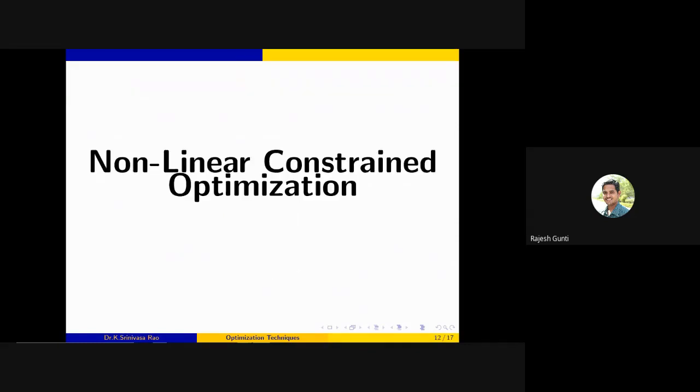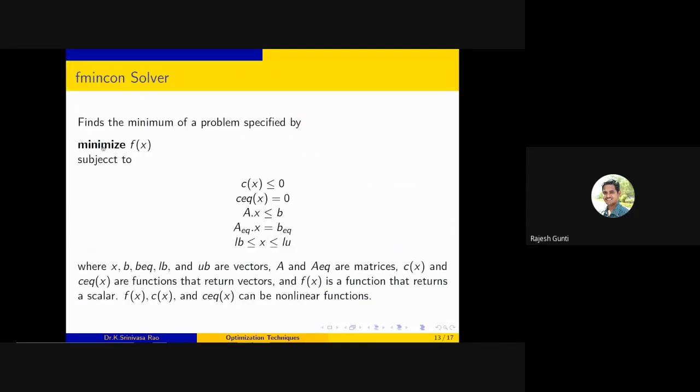Now I am going to solve nonlinear constraint optimization. That means the objective function is nonlinear. The objective function is algebraic or transcendental, subject to nonlinear constraints less than or equal to 0: nonlinear inequality constraints, nonlinear equality constraints, linear inequalities, linear equalities, and lower and upper bounds of variables.